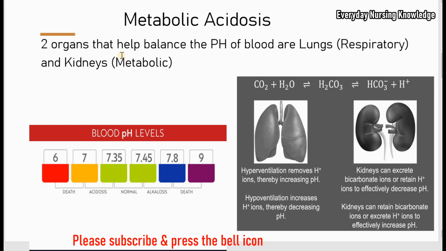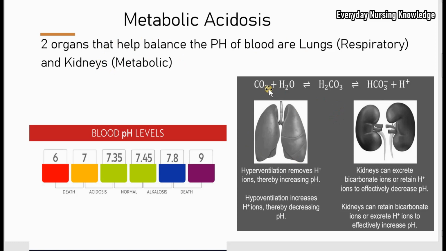There are two organs that help to maintain the balance of the pH. They are lungs, that is respiratory, and kidneys, which is metabolic. So acidosis and alkalosis can be due to a respiratory issue or metabolic, which can be due to kidney problems or other issues. So how do lungs and kidneys help to maintain the blood pH?